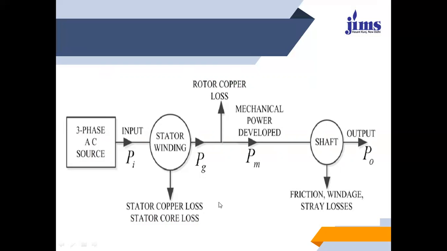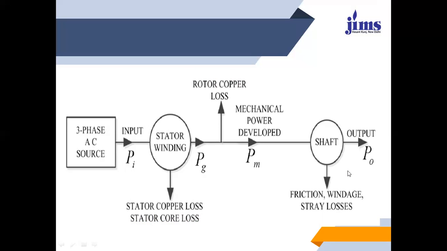Then there are the stator copper losses and the stator core losses. After deducting these losses from the input, we get PG. PG stands for the air gap power. After reducing this, we get the rotor copper loss. Then we get the mechanical power developed, indicated by PM. There are some standard notations: PI stands for the input power, PG stands for the air gap power, PM stands for the mechanical power developed, and after that we get to the shaft. At the end of the shaft we have losses like friction losses, windage losses and stray losses. Then we get the output power PO. PO stands for the output power of the system.